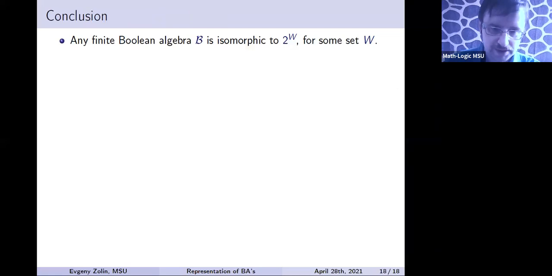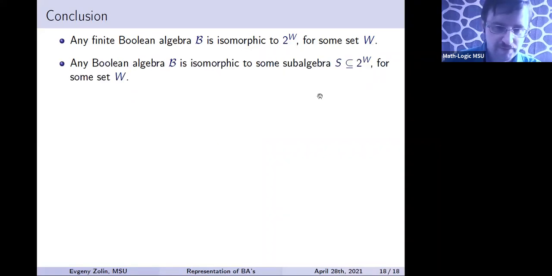So, conclusion from today's lecture. First, we obtained a simpler result that every finite Boolean algebra is isomorphic to the set of all subsets of some W. Every Boolean algebra in general is isomorphic to some subalgebra of the set of subsets of W for some W. And here we used ultrafilters. The set W was the set of ultrafilters.